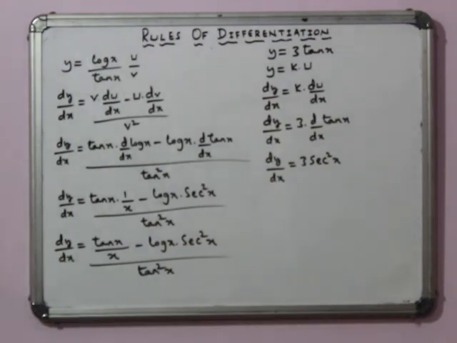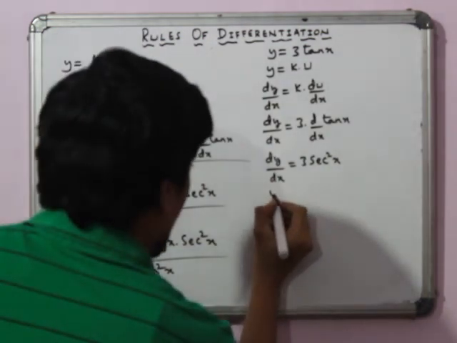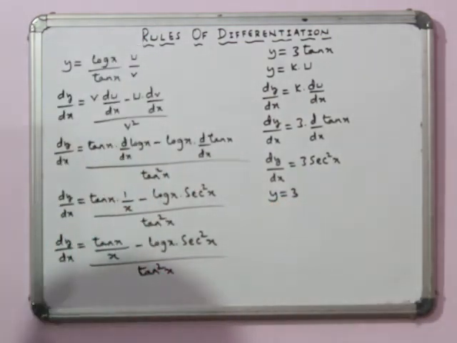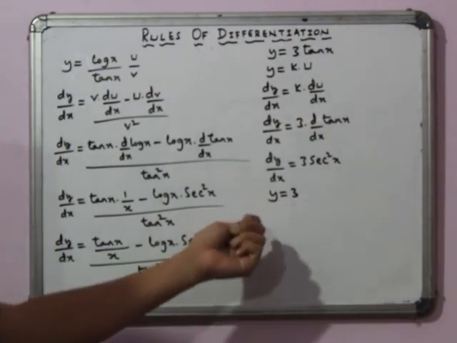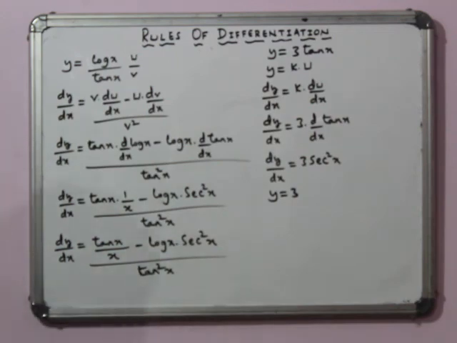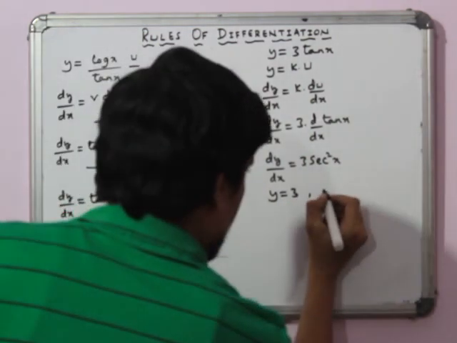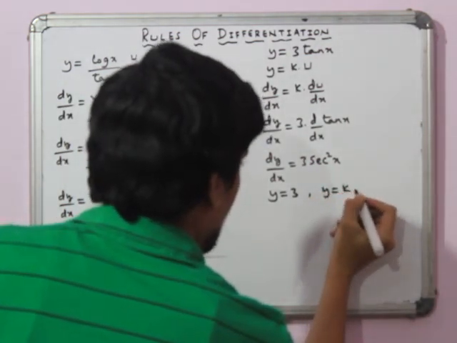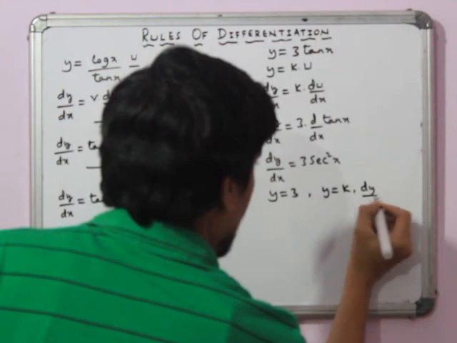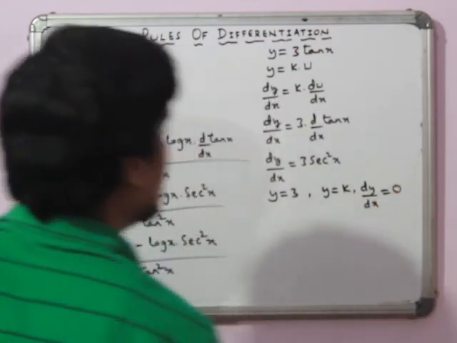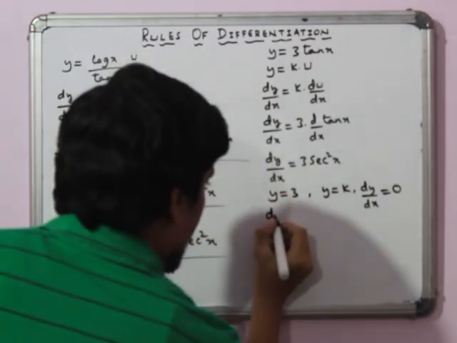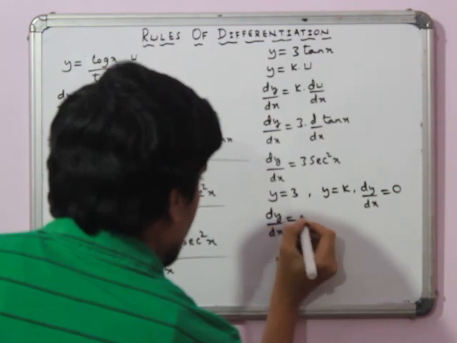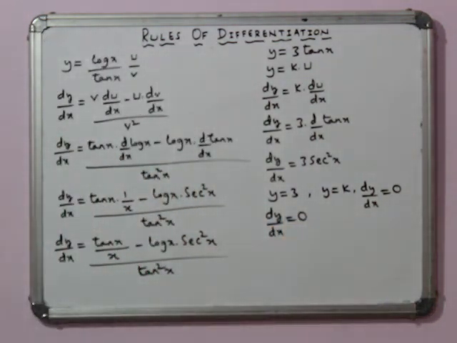Okay. Now, if I write y is equal to only 3, what will be the differentiation of this one? Because 3 is not a function, 3 is a constant. This I should have discussed earlier during rules of differentiation. Sorry, I missed it out. Now let us understand. So y is equal to k, that is a constant. Dy by dx of a constant is 0. Similarly, in this case, dy by dx will be 0.